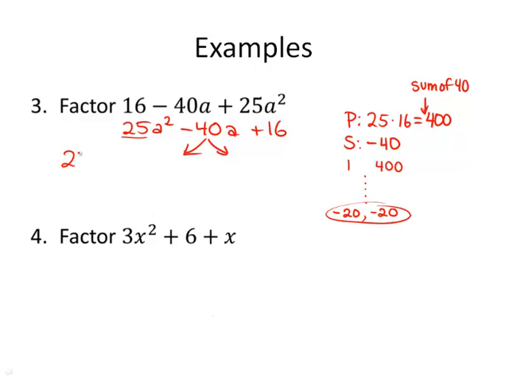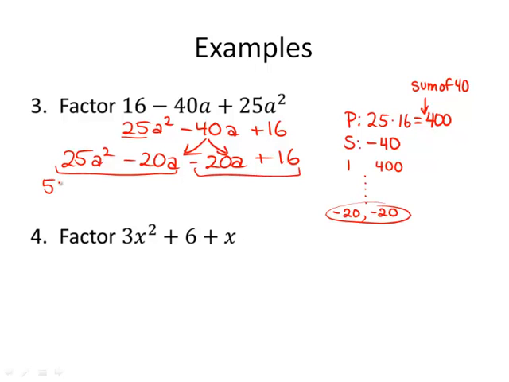Great. So we keep our 25a squared. We split our negative 40a into negative 20a minus 20a, and our positive 16 stays. We've split the middle term. Step 1. Step 2 is to do grouping. So what is the greatest common factor between 25a squared and 20a? Well, we've got 5a that comes out, leaving us with 5a minus 4.